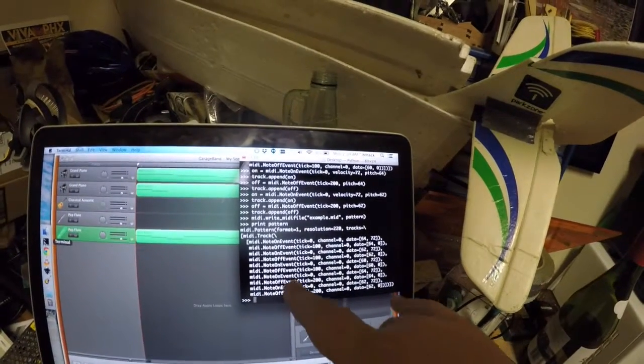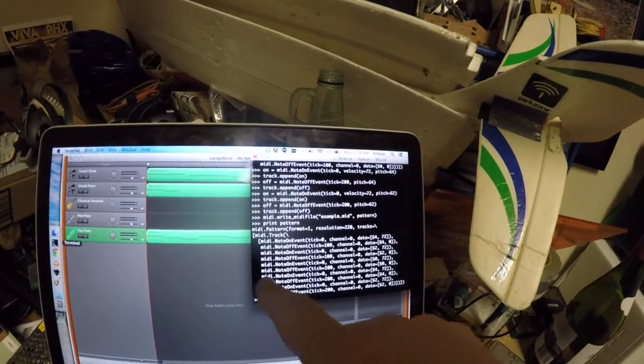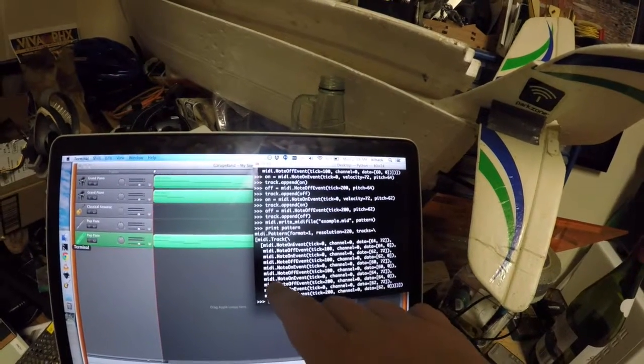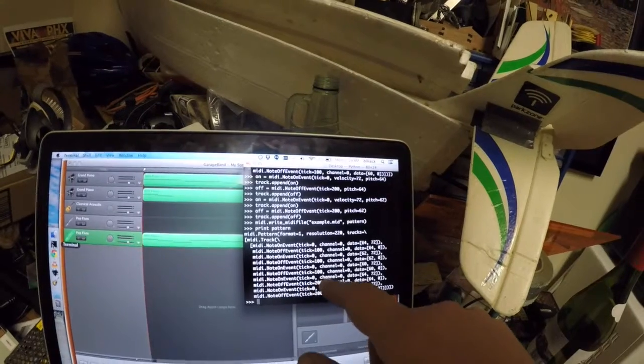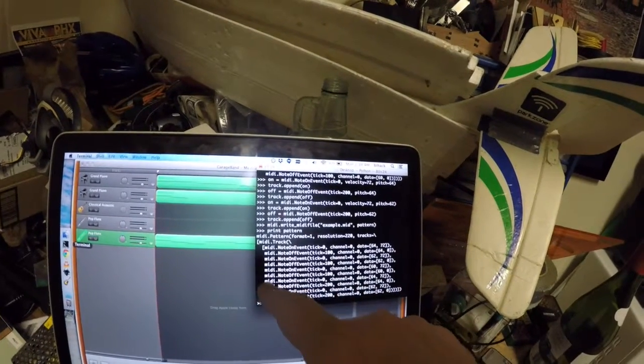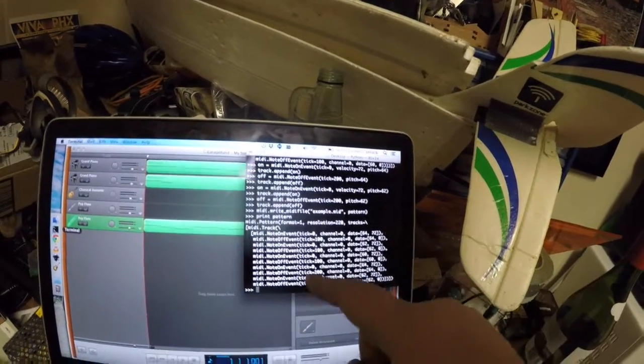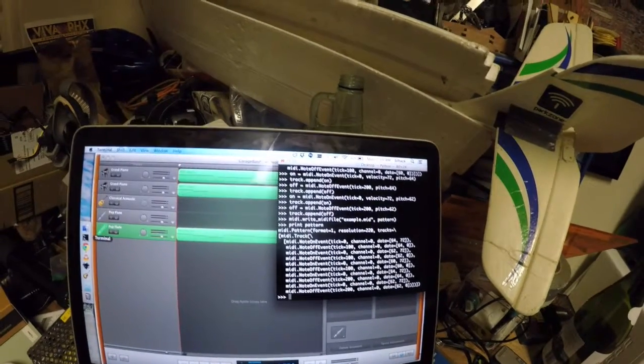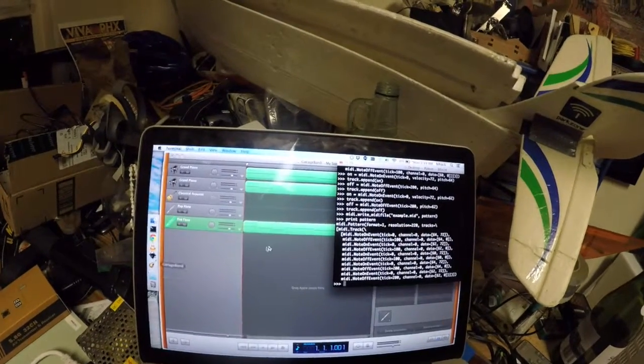So the reason that this is weird to me is that the way that I would do this if I was going to write it would be, keep the note on for 200 ticks. But this is just turn the note on, and then 200 ticks later turn it off. So somewhat different. In the background, this is just GarageBand.